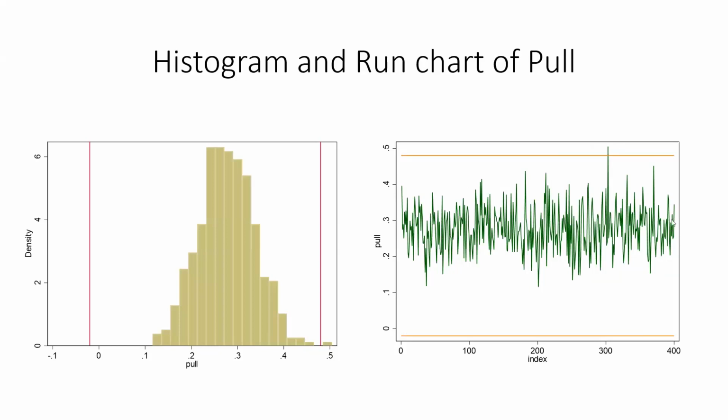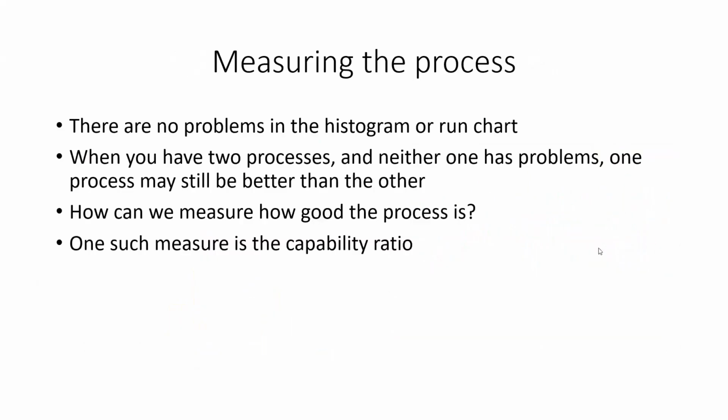So then the question is, how much variation is there? Well, this looks pretty good. We have only one issue here. Less is better, but is this good enough for a regular process? We don't know. Well, we need to measure something. And one way of measuring how good the process is, is the capability ratio.